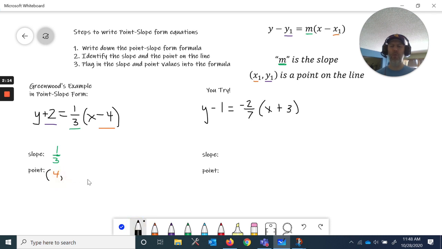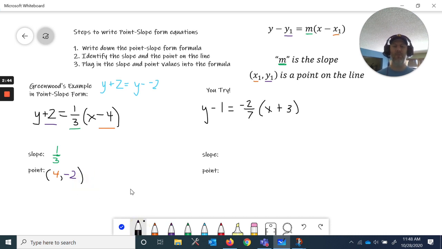Okay, so it's 4 comma, this is y plus 2, but my formula says y minus y sub 1. So that's sort of like saying y plus 2. Another way I could write that is the same thing as saying y minus, so it looks like the formula, negative 2. So negative 2 would be my y coordinate for this one. Okay, so my slope is 1/3 and my point is 4 comma negative 2.